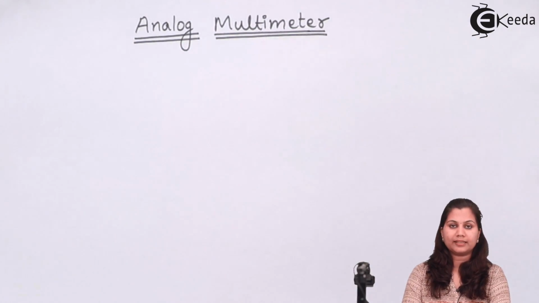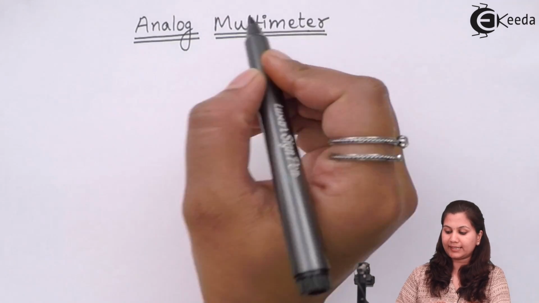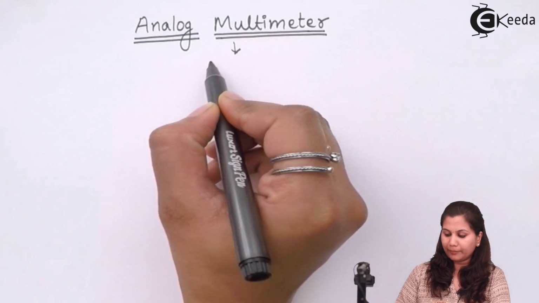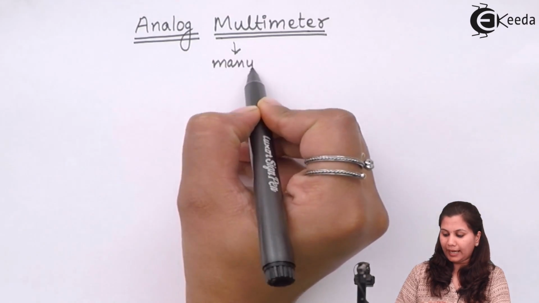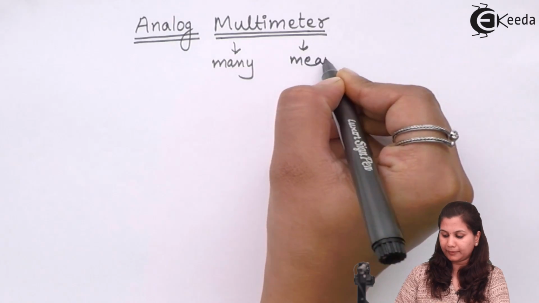Analog multimeter is most commonly used by engineers and technicians in the laboratories and for repairing works. Now this analog multimeter, as the name suggests, is a multimeter. Multi means many and meter means measurements.